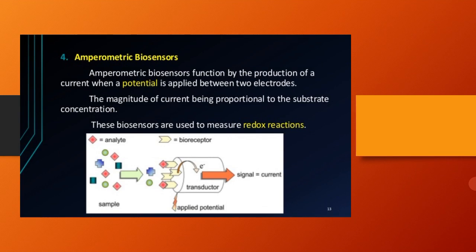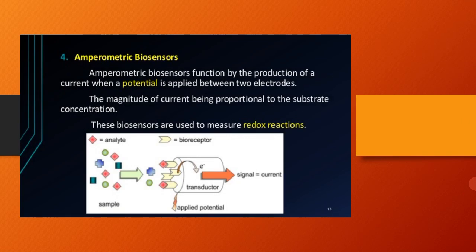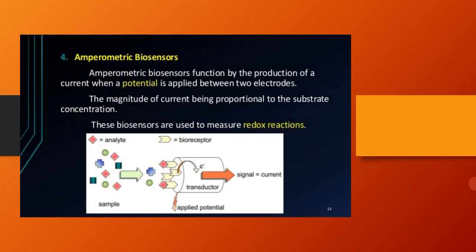The biological reaction taking place between the analyte and the bioreceptor will generate some signal, right? That signal is converted through the transducer, resulting in current formation. So the more the current production, the higher the substrate concentration in the solution, in the test sample. This is about the amperometric biosensor.